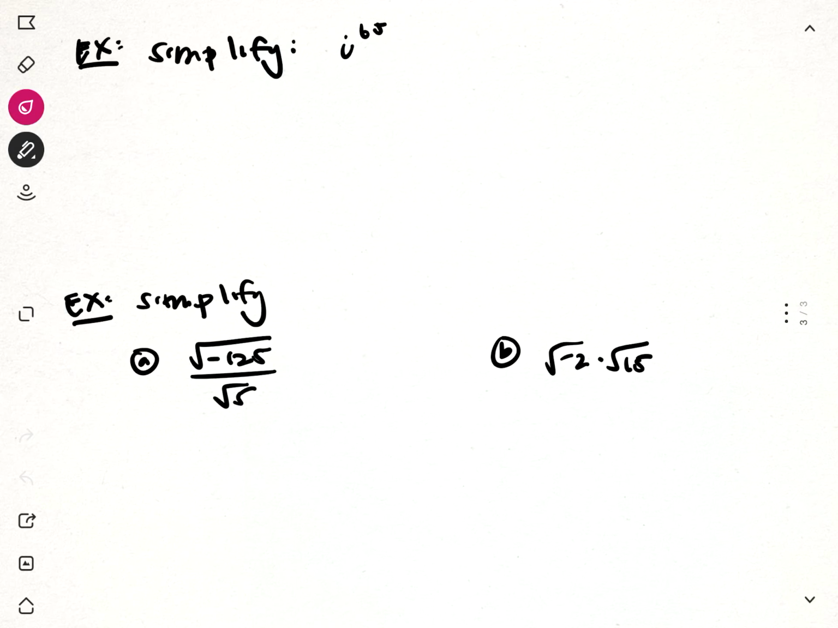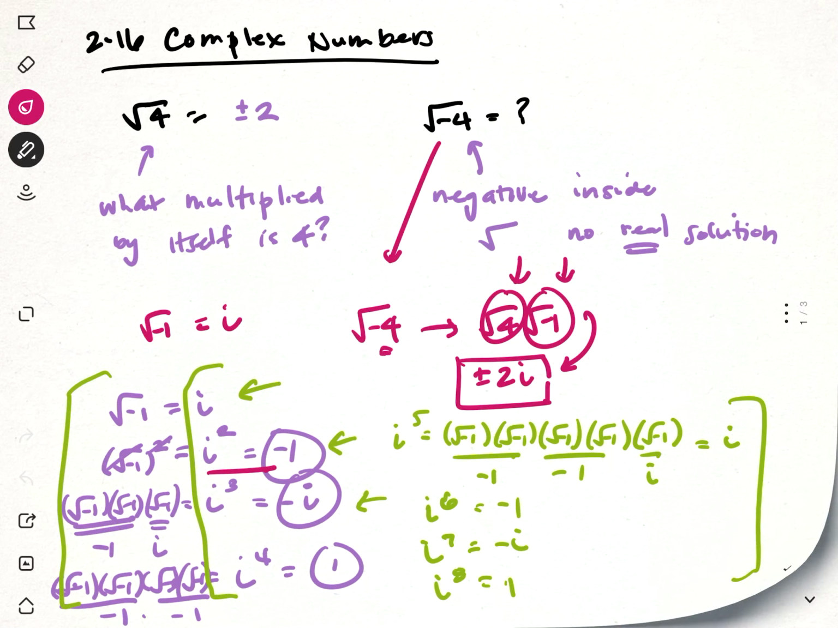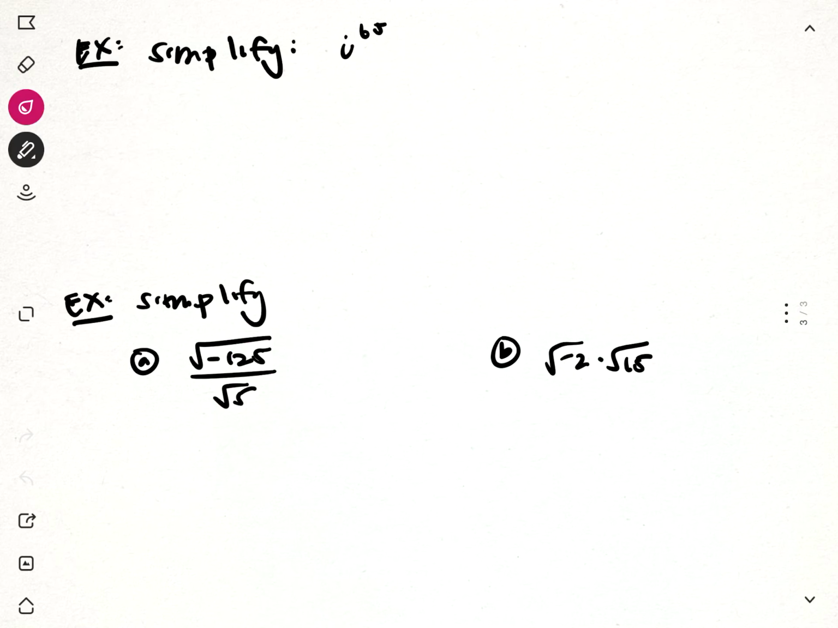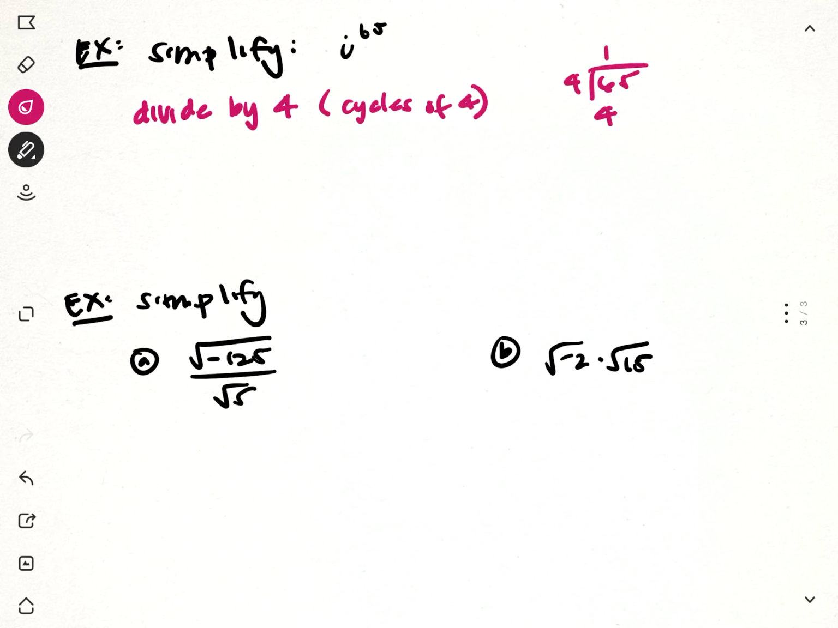Okay, so this next example, simplify i to the 65. Right, so this goes back to this idea that the numbers repeat here, and we repeat in cycles of 4. All right, so remember that number 4. So rather than write this out and figure it out, because no one wants to write i 65 times, that's ridiculous, the easier way to do this is divide by 4, because this is in cycles of 4 for our i.